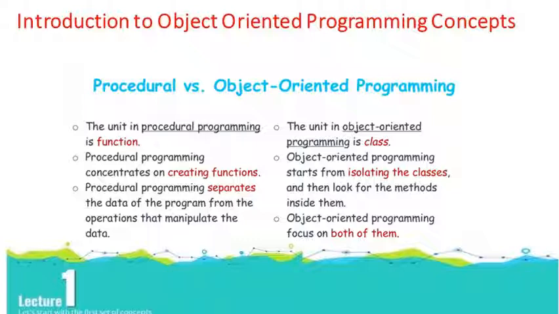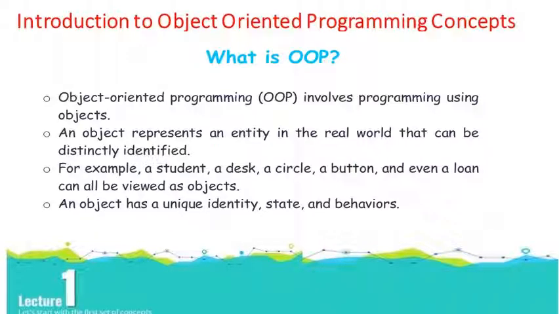The third point, the procedural programming separates the data of the program from the operations that manipulate the data. That is, the data and the functions which are going to operate on data are separated. Contrary to this, the object oriented programming focuses on both of them, that is the data and the functions. Again, they are in one single unit. So these are the various differences.